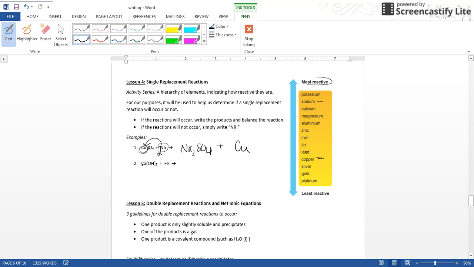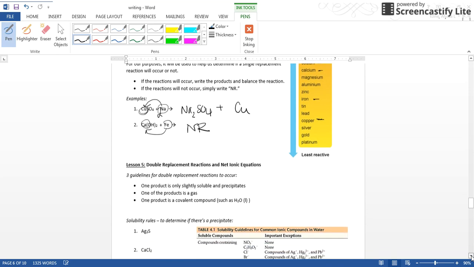Let's look at this one. So we've got calcium and iron. We need to see if iron can come in and kick that out. So I look over here, I'm looking for calcium is right here, iron is right here. Since calcium is higher, it means it's more reactive. That means calcium is going to stand its ground, and this will not occur. Okay? So be comfortable reading that and deciding if you can use that for a single replacement reaction or not.